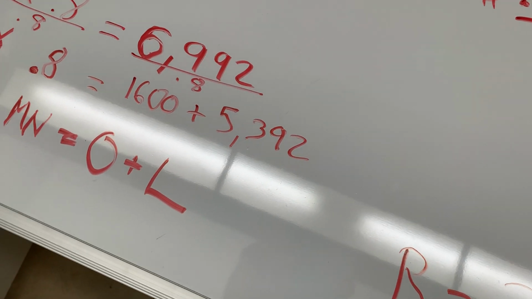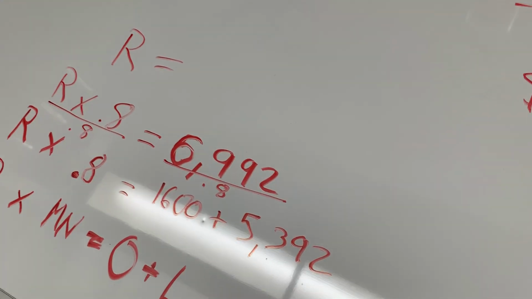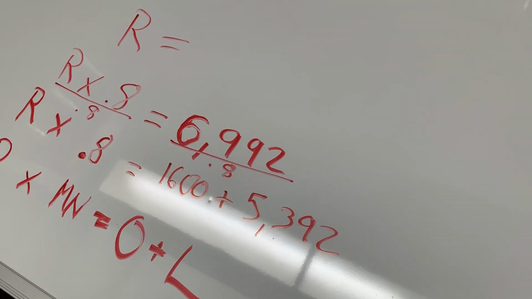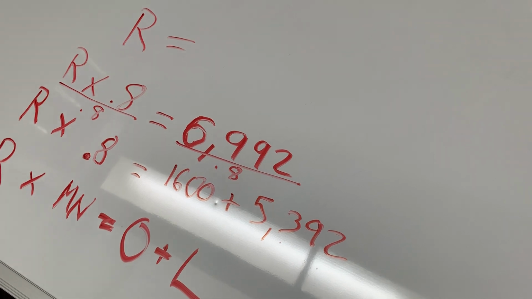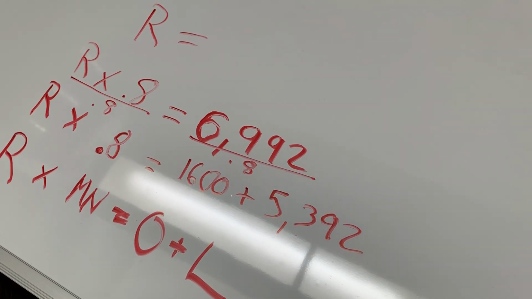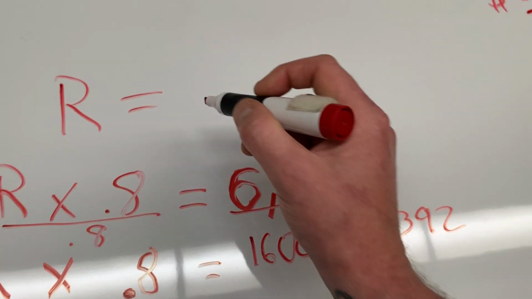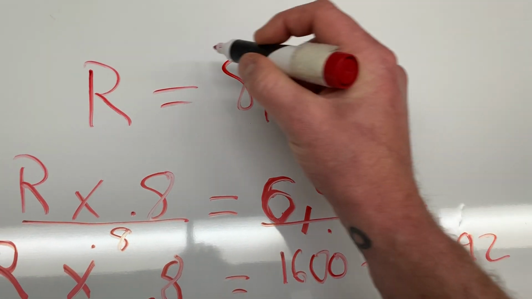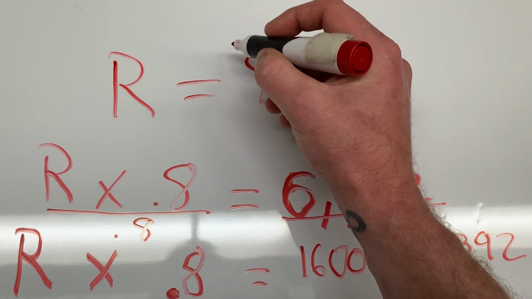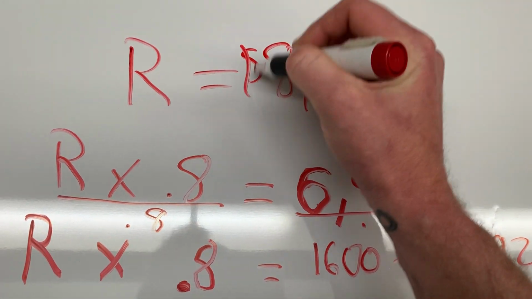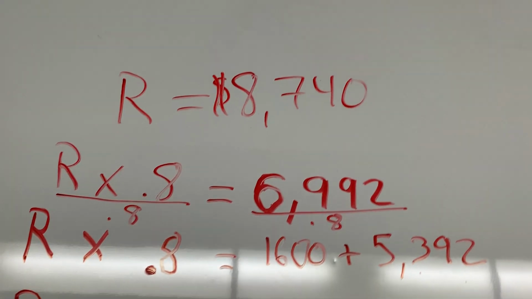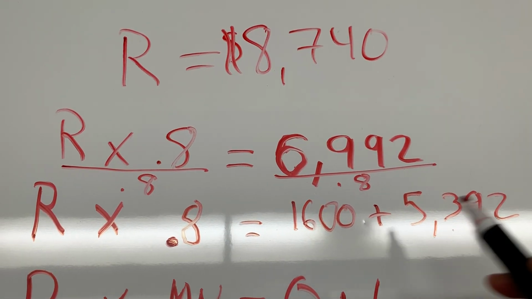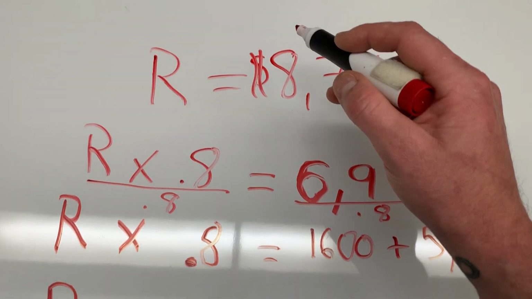And do I have a calculator right here? 6,992 divided by 0.8 should give me a bigger number, which it does. And it gives me $8,740. Dollars, right? This is in dollars right now. Okay? Because labor and overhead were already in dollars, this ends up coming out to be dollars.